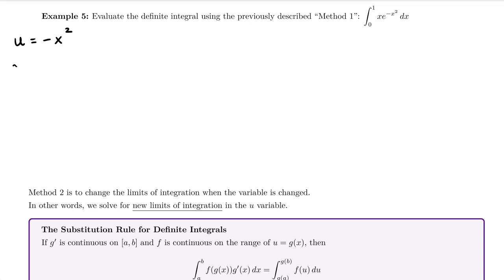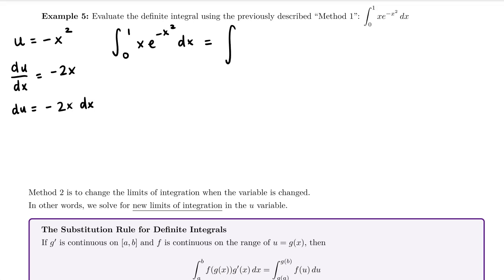And when I take the derivative of that, we end up getting du dx is equal to negative 2x. And then from here, if I solve for du, I get du equals negative 2x dx. So what we're going to do now is go ahead and rewrite my original integral. And this is equal to, now I want to emphasize that this is not a standard notation, but it is the notation that I end up using.